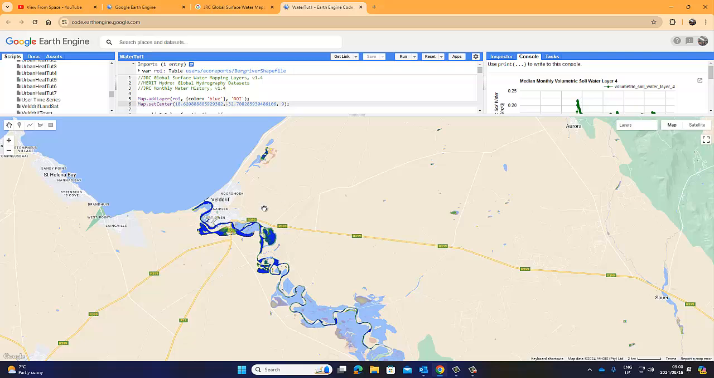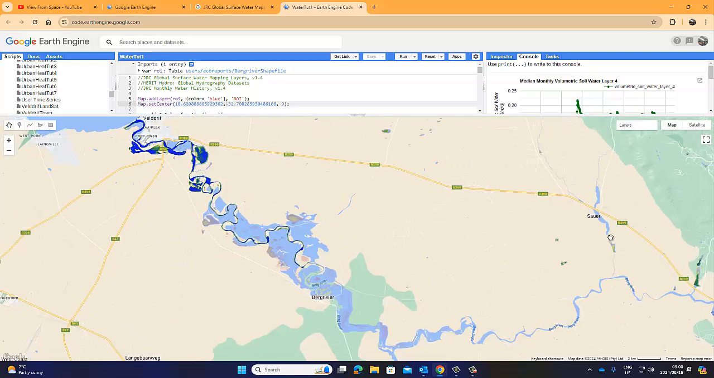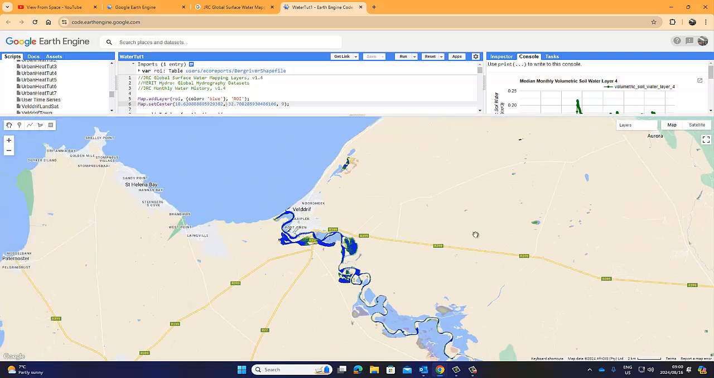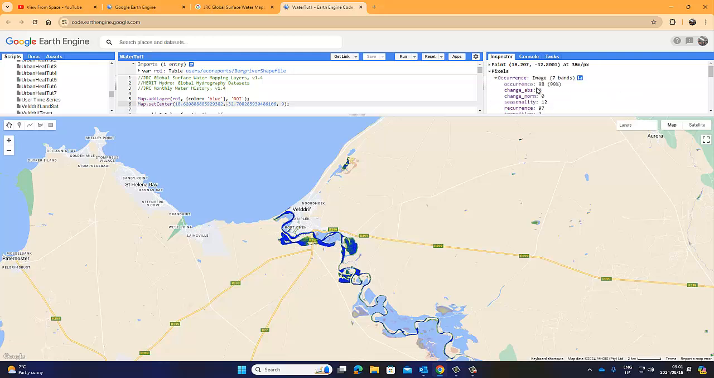It will map these river systems and other places that had water. You'll see there are some locations highlighted. This is basically dams, rivers, wetlands, etc. The nice thing is, if we click on it, it will give you the occurrence is 98%, so 98% of the time it has water. And seasonality is 12 months. So 98%, well, 12 months is exactly the same thing.